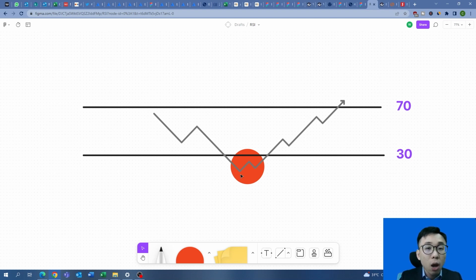So this is how we use RSI in terms of looking at the oversold and overbought levels, which are 30 and 70. And that's all for today.